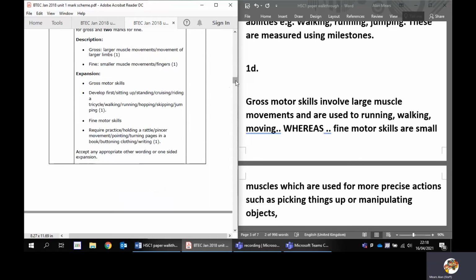And then we've got development here. So develop first, sitting, standing. They've given examples: running, walking, hopping, jumping. So yeah, running, walking, and moving, I've put there. We go.